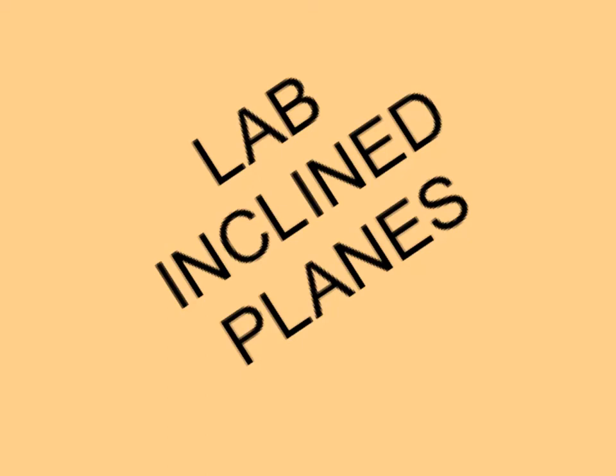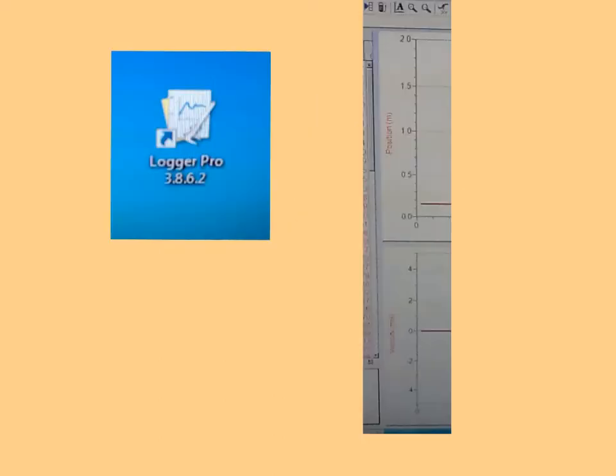Our next lab is an exploration of inclined planes. In the lab, we'll use the Logger Pro program on the computers. With the motion sensor already connected, it should pop up with two graphs, a position time graph and a velocity time graph. If it does not, there are directions in the lab sheet telling you which file to open.